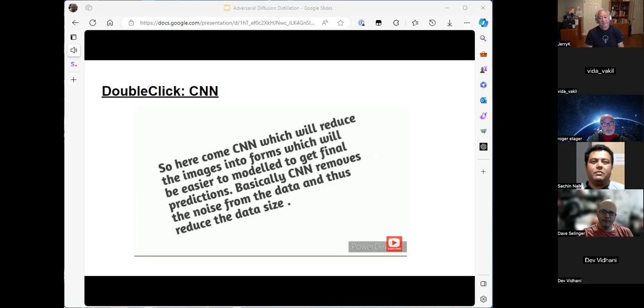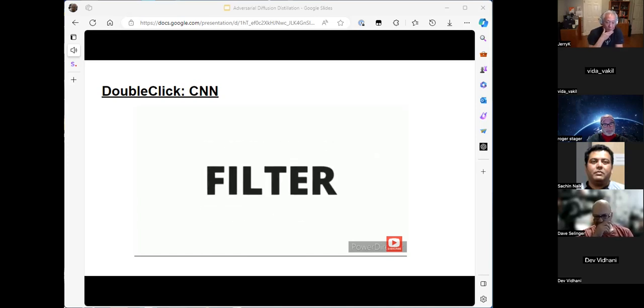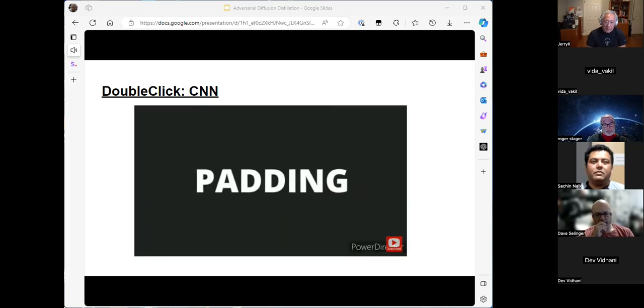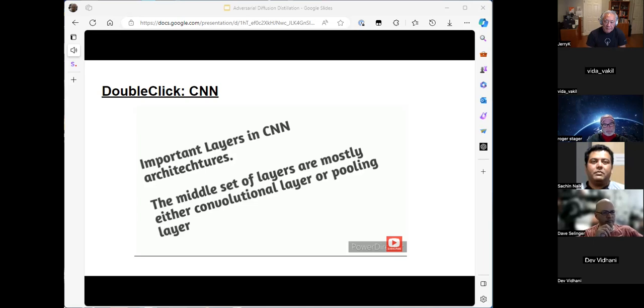Terminology in CNN. The important terms in CNN are convolutional layer, pooling layer, and fully connected layer. In relation to the convolution layer, there are more terms like filter, filter size, padding, stride. We will talk about each now. Important layers in CNN architectures. The middle set of layers are mostly either convolutional layer or pooling layer.